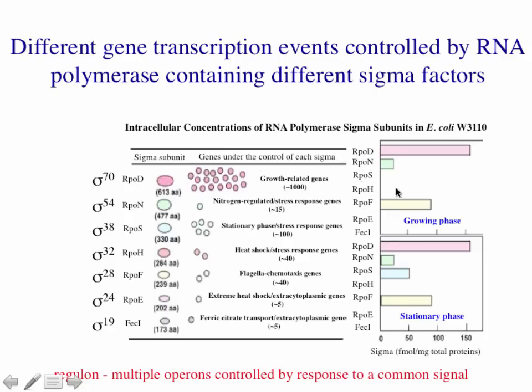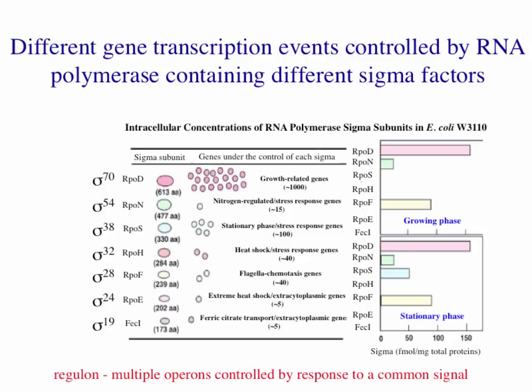So all the genes which are bound by the sigma 38 that are turned on during stationary phase are part of the stationary phase regulon. So all the operons bound to it are part of that regulon. Okay?